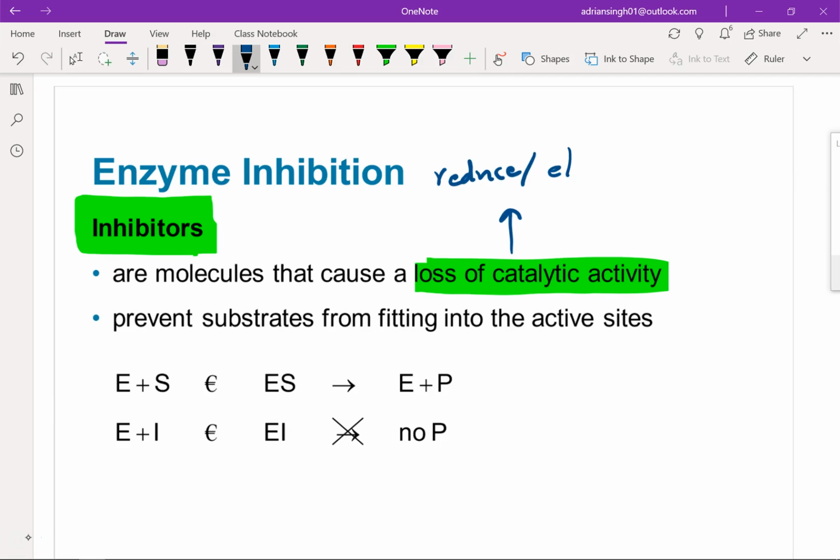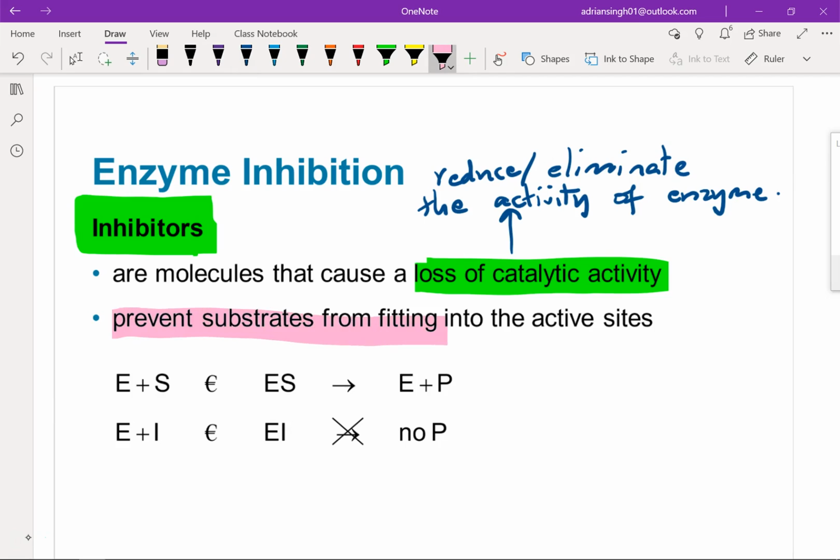So they reduce or eliminate altogether the activity of the enzyme. In other words, the enzyme is not going to work if you have these inhibitors present. And the way that they work is actually very simple. What they do is they prevent the enzyme from doing what it's supposed to do, which is to work on a substrate, to either break something down or build something up. So the way that these inhibitors are going to work is they're going to prevent the substrate from fitting or from binding to the enzyme active site.